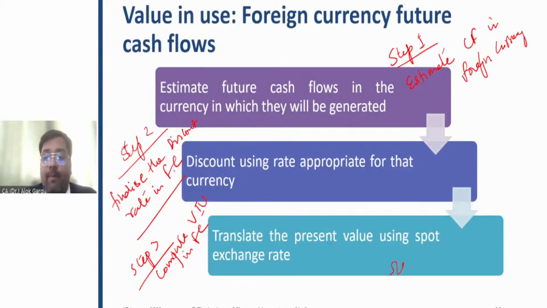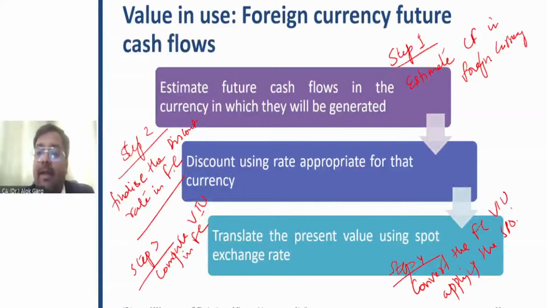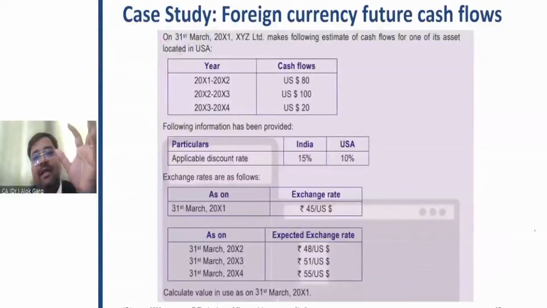Step number 4: convert or translate the foreign currency value in use applying the spot rate. Sir, why spot rate? Because today you are computing impairment, right? So let's understand this with the help of this case study given in the institute study material, right?